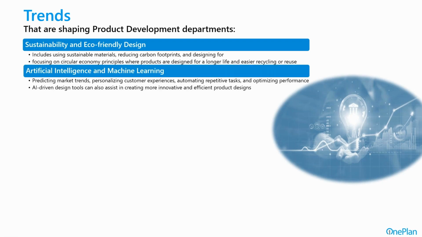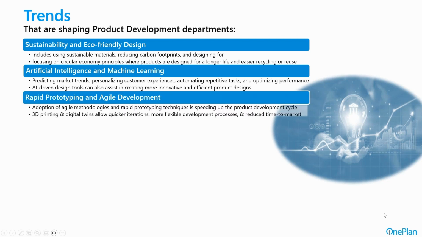And then there's artificial intelligence and machine learning. This is to do things like, as we embark and decide what to work on, predicting market trends, personalizing our customer experiences and automating the things that we do in order to optimize performance. And we'll talk today about AI, and there's AI design tools specifically that assist in creating more innovative and efficient product designs that are out there.